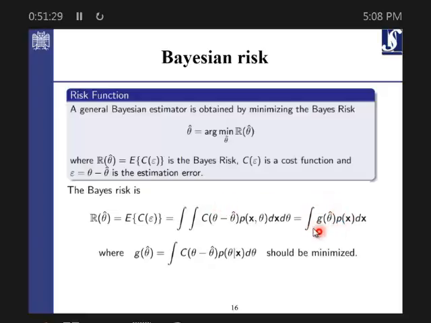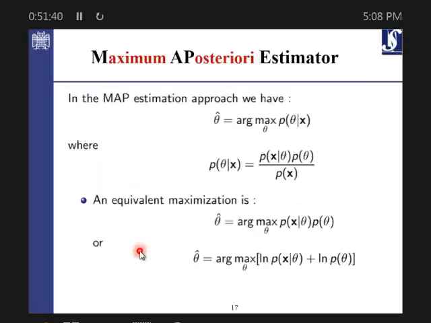Here we succinctly show it as this function, J of your estimate. And this should be minimized. One of the most prevalent Bayesian estimators is the MAP estimator. In the MAP estimation, you say that the best parameter value, the unknown parameter I'm looking for, is the one which maximizes the posterior. That should be the estimation.